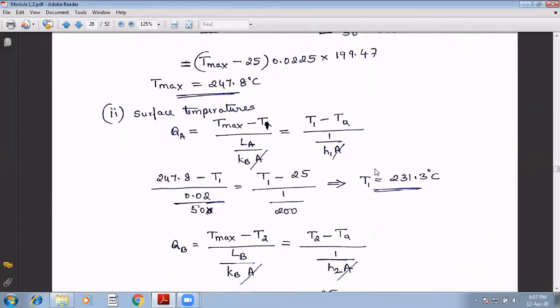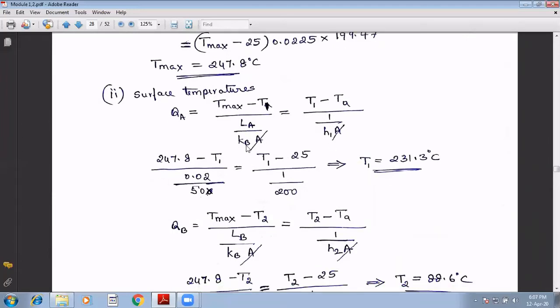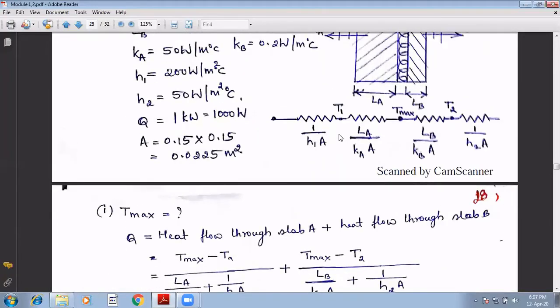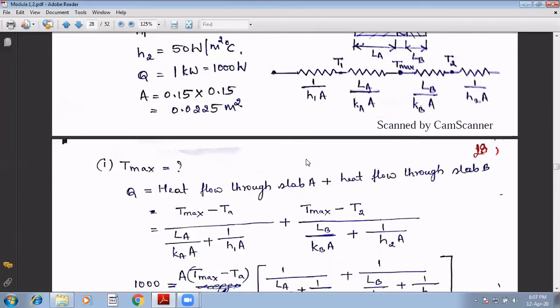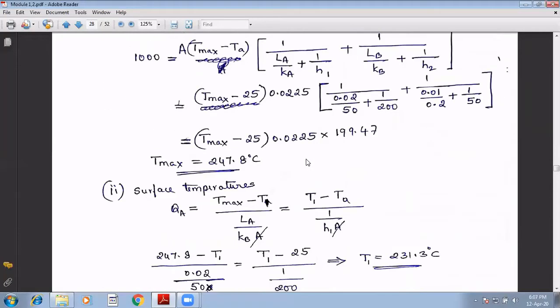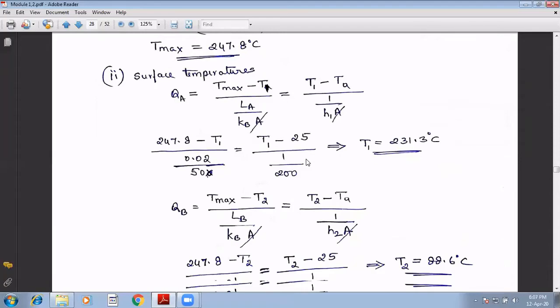So if you do that, you will be getting T1 as 231 point... The same you can do with (T1 minus TA) divided by 1 over HA. How? Because you know, you need to know this temperature, but you know ambient temperature. So for this, heat is flowing. For this heat transfer, this is the resistance, which is convective resistance. You can solve either by considering conductive resistance or by convective resistance. So in both the cases, you will be getting T1 as 231.3 degrees Celsius.